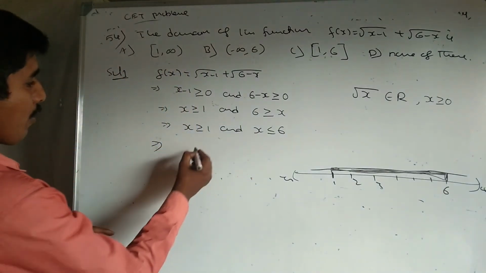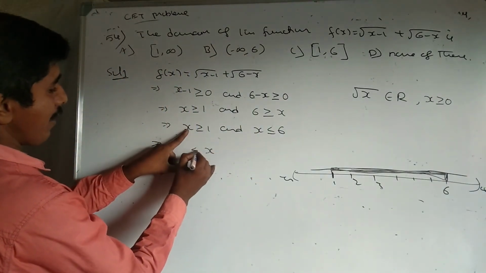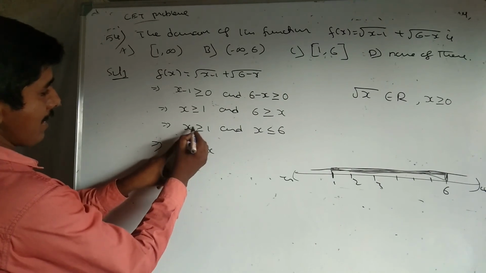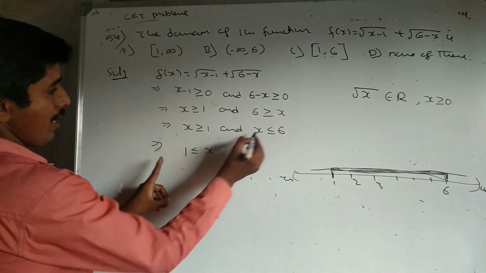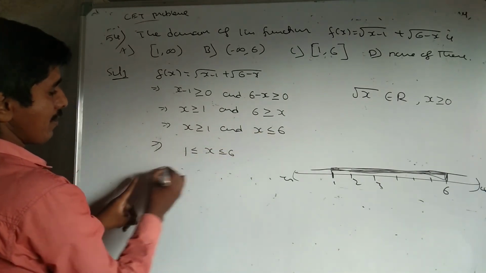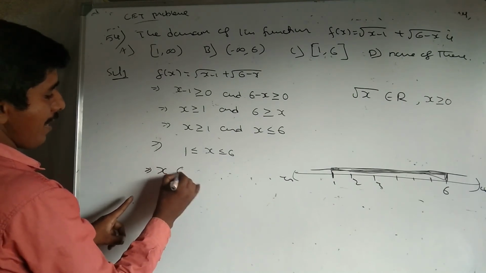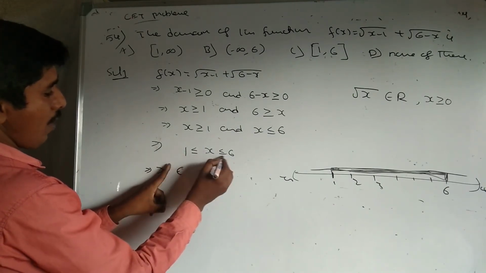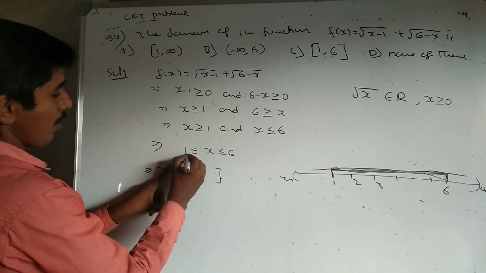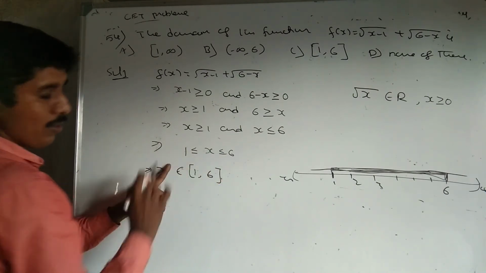Therefore, this can be written as x greater than or equal to 1 and x less than or equal to 6. This can be written as x belongs to the closed interval 1 comma 6, which means the endpoints are included. So the answer is option A's endpoints included.